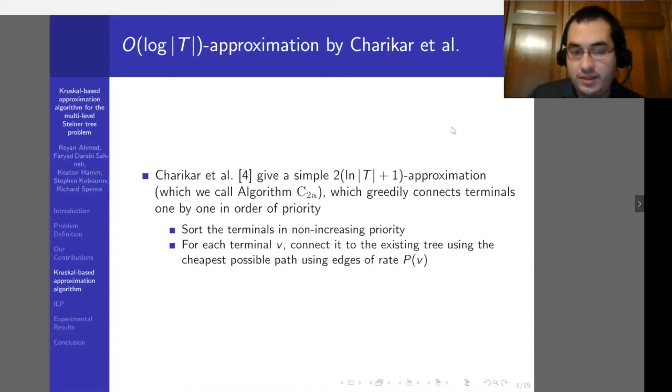So this algorithm considers the terminals by non-increasing priority, starting with a root vertex, and then one by one, the algorithm connects each terminal to the existing tree or the existing solution using the cheapest possible path while taking into account the different costs of each edge at a different rate. So this algorithm essentially builds a tree one by one by connecting higher priority terminals first. So this is a 2 ln t plus 1 approximation, or we'll just say roughly 2 ln t.